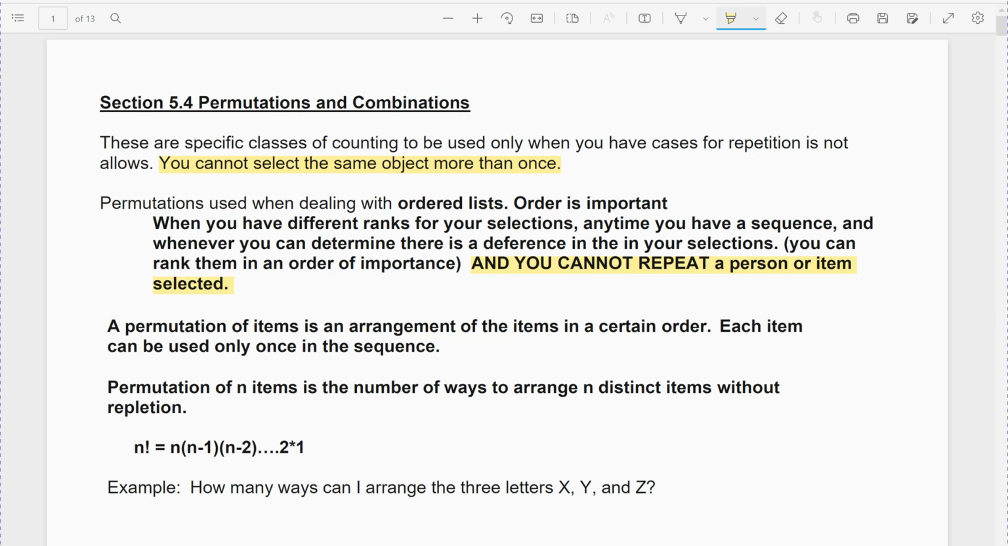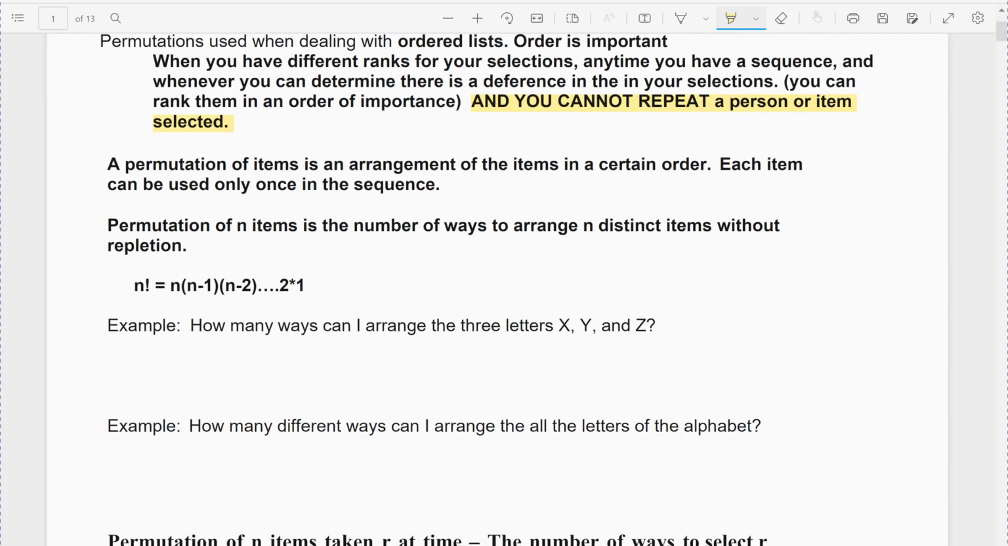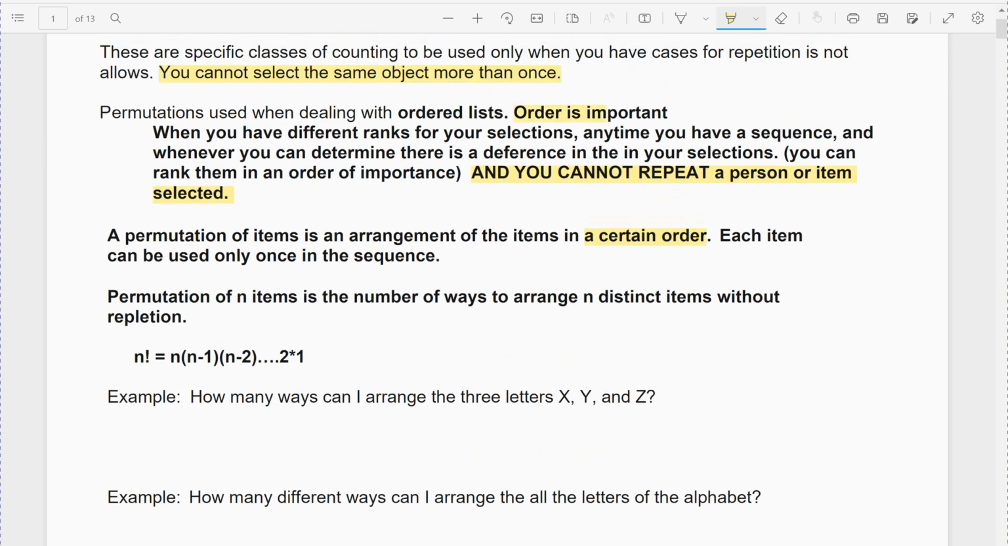Permutations, which is the first one we're going to look at, we've actually done examples of permutations without calling them that. A permutation is when you're selecting an item and order is important. Order matters. That means there's a different rank, a different placement. When you select things first, second, and third, it's different. It matters who's first, who's second, who's third. When you line them up, it matters. So order is important.